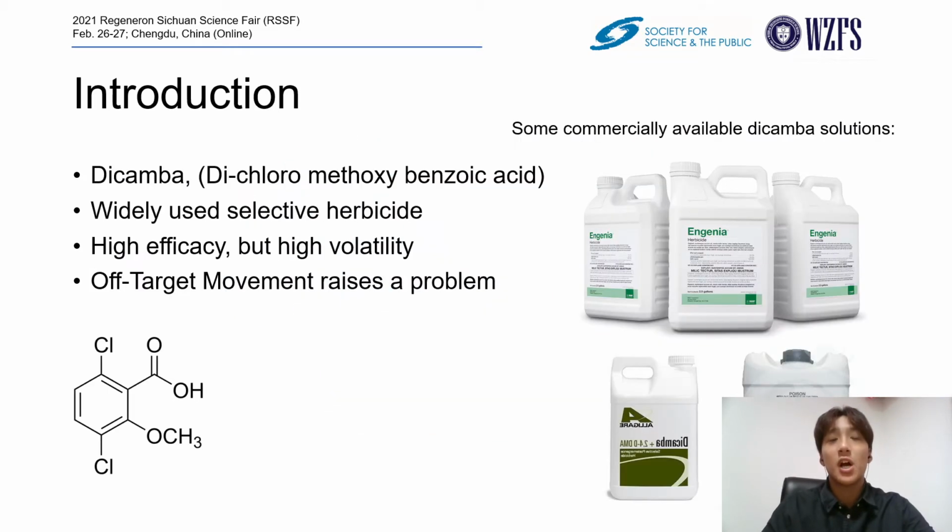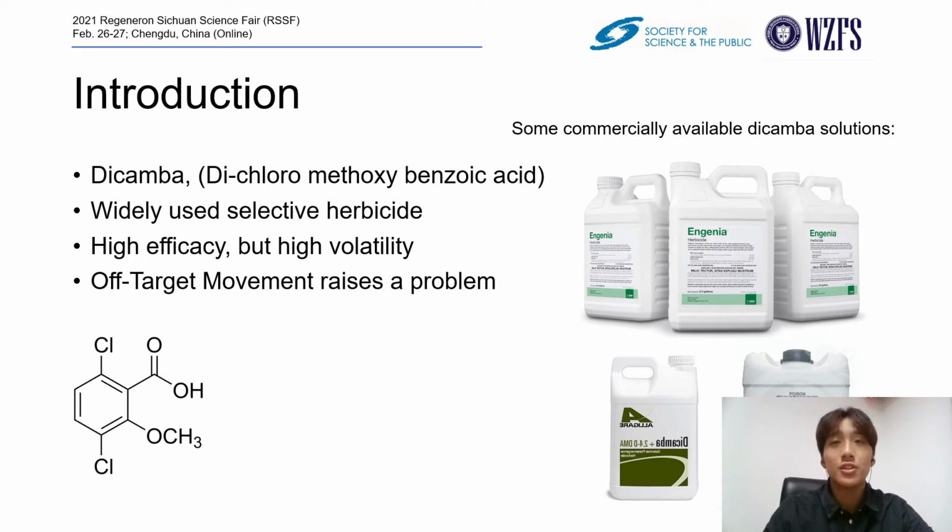Dicamba is one of the most common herbicides around the world. In 2012, it was the world's fifth most commonly used herbicide. The chemical name for dicamba is dichloromethoxybenzoic acid. Dicamba is used with other herbicides, such as glyphosate potassium and trichlorophenol, to give much more efficiency compared to other herbicides. Thus, farmers prefer to use dicamba solutions as their main weed killer.